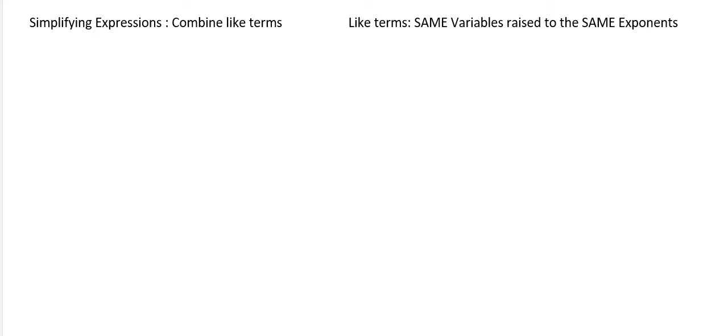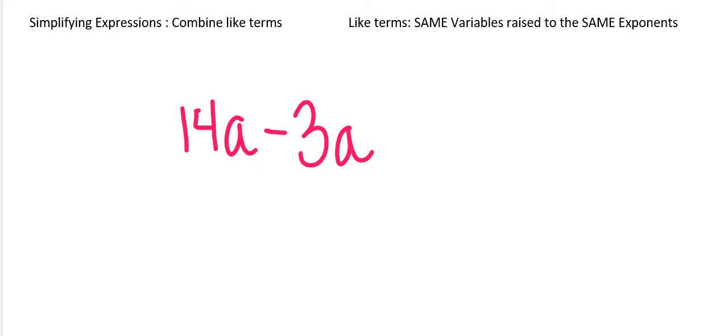Okay, let's talk about simplifying some expressions, all right? So of course this expression is just going to be a math sentence that does not have an equal sign. That's why we call it an expression. And to simplify expressions, we combine like terms. And we will use this later on when we begin working with solving equations. One of the first steps is going to be combining like terms.